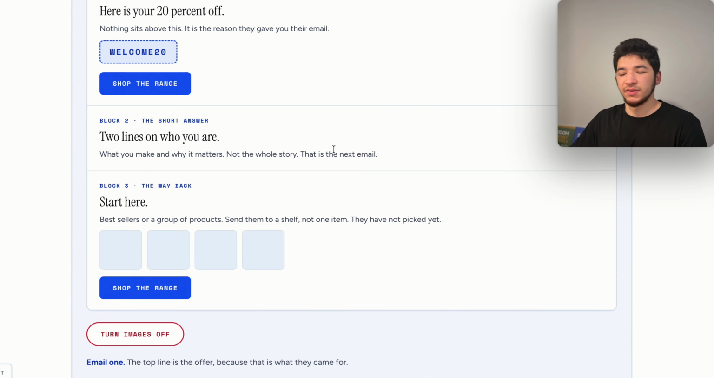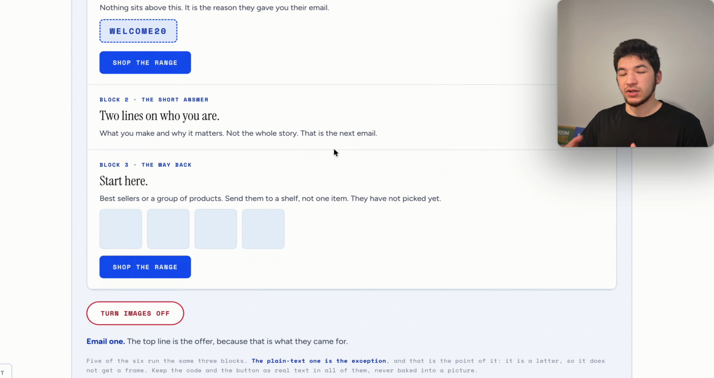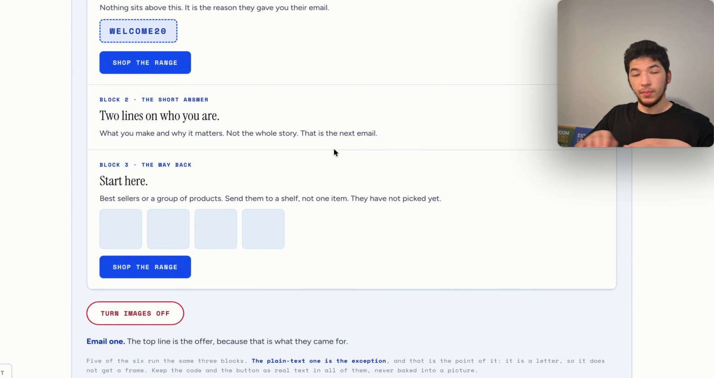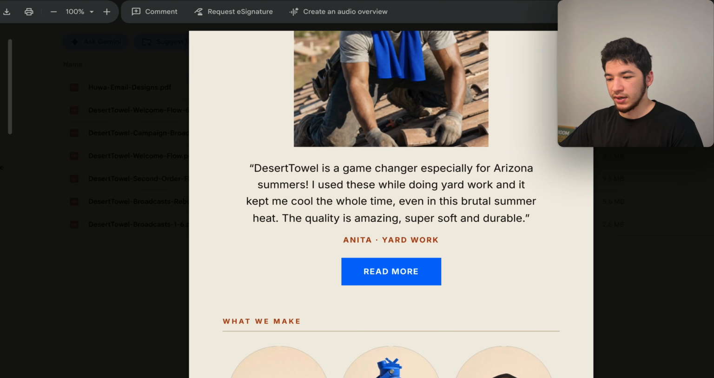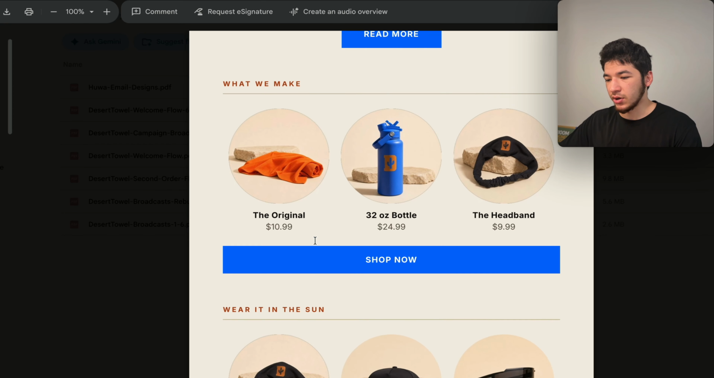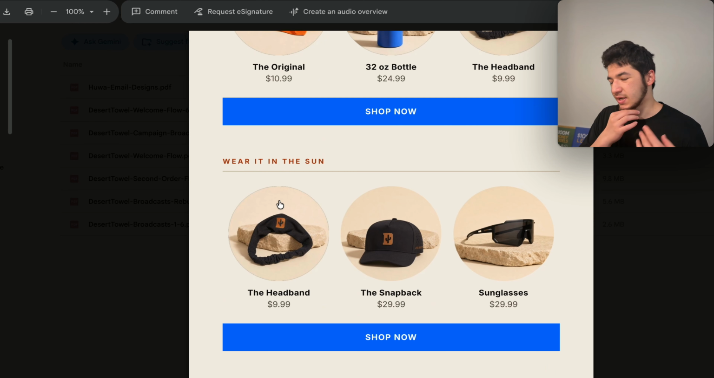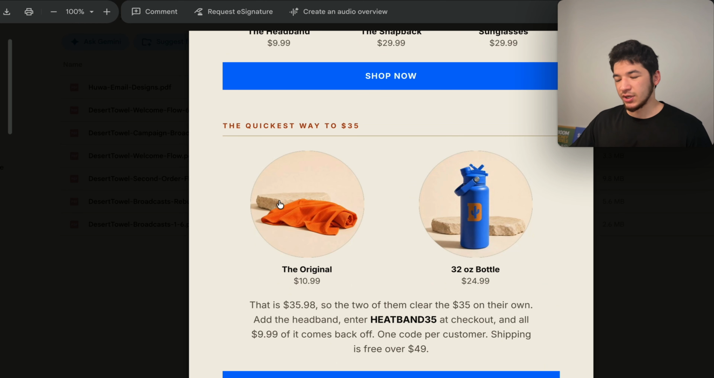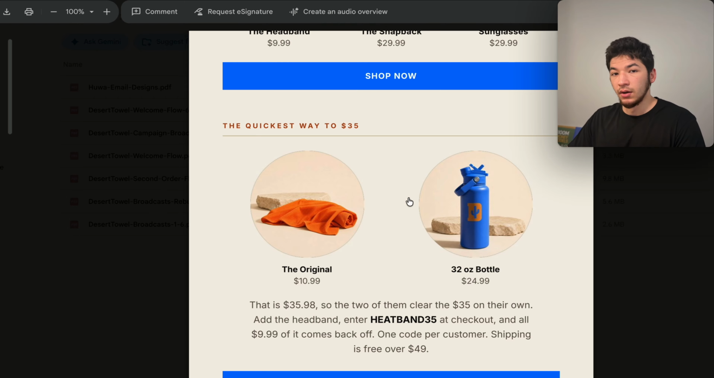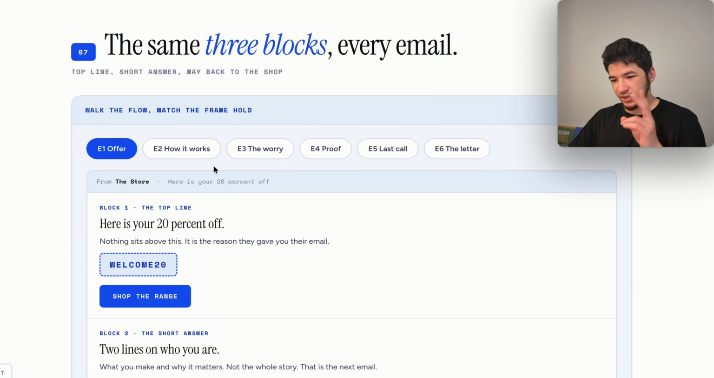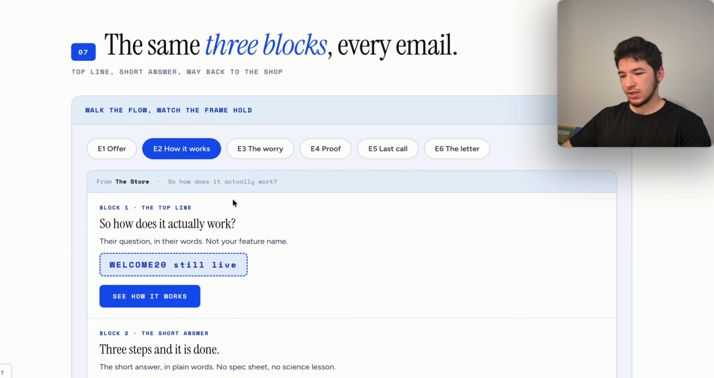And then block 3 is the way back. So here's how to start here. Basically your bestseller products, that's what I call it. You go over there and you mention your bestseller products. In this case, I also mentioned some of the things that are applicable. For example, to claim the headband, they need to buy 2 things that are worth $35. And I offer them this. Hey, if you buy these 2, they go hand in hand. You're going to get the headband for free, which is pretty nice. After that, there's the second email. And here the structure looks like this.